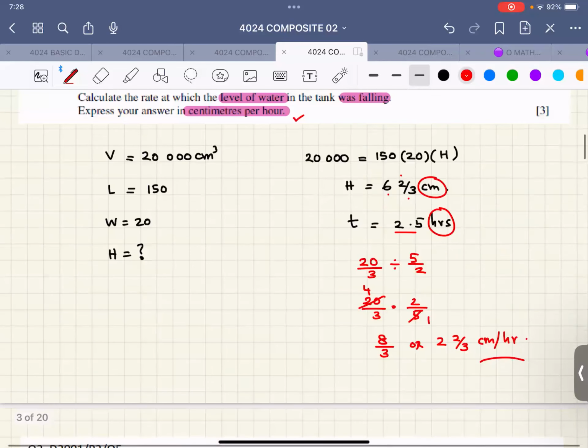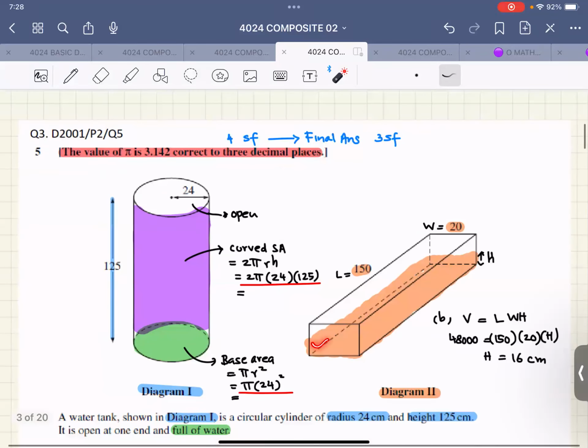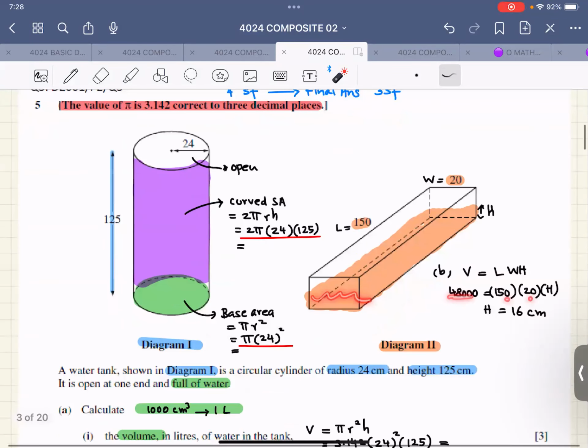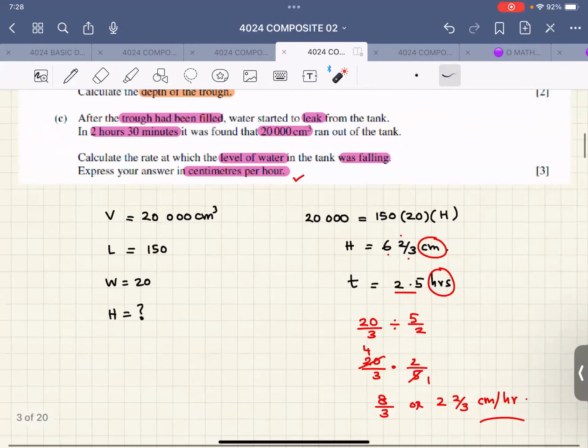Calculate the rate at which the level of water in the tank was falling. 20,000 centimeter cube ran out of the tank. That means if this is 20,000 centimeter cube, this is 150 into 20. Let me double check if this working is all good. So therefore, this is 150 into 20, that is 3,000. So 20,000 divided by 3,000, that comes out to be 6 2/3. 6 2/3, this is perfect. 3 sixes are 18, 18 plus 2 is 20. That's 20 over 3, that is perfect.